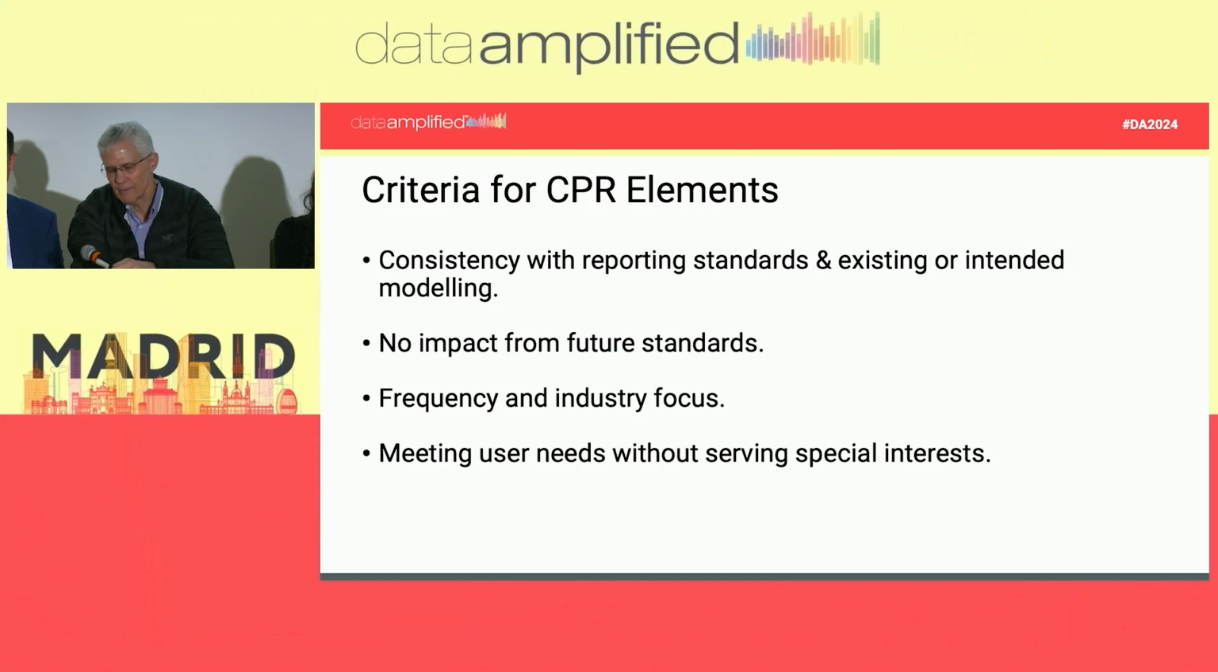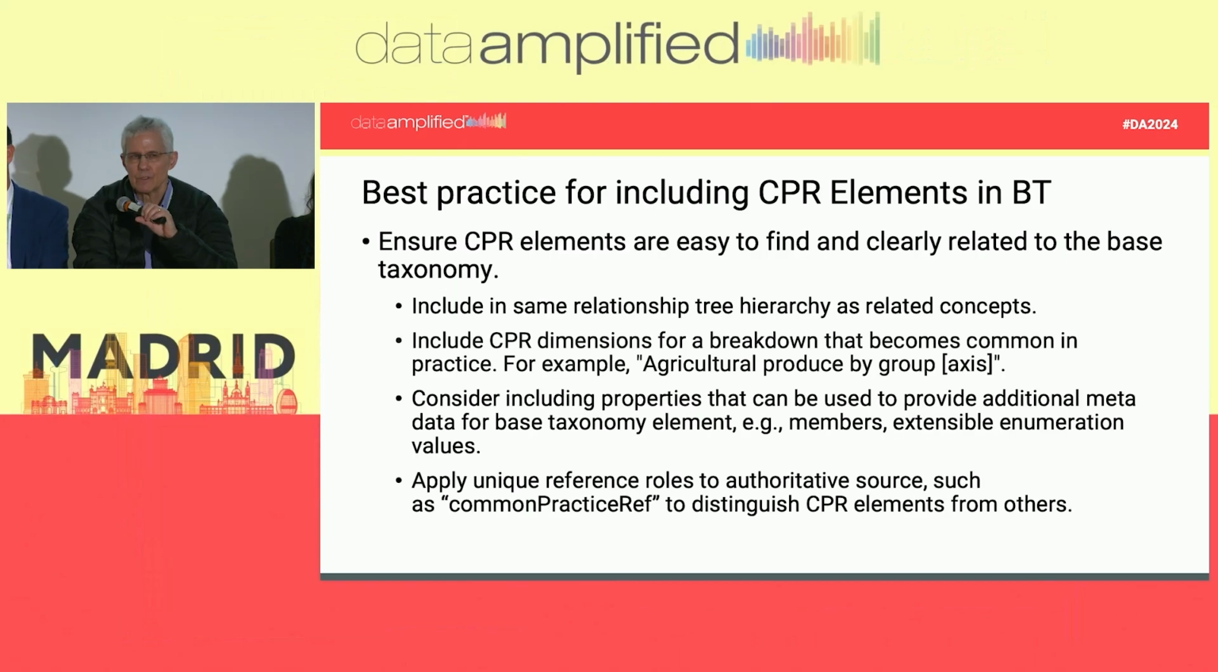So, there clearly are benefits to including these elements, but there are also downsides. So, the best practice for including common practice reporting elements. These are just some suggestions. Every reporting regime has some different considerations, but in the US GAAP framework, we want to include it in the same relation tree hierarchy as related concepts. This is also contained within the documents that we've published on the ESD task force. So we think it's best to include it with the related concepts.